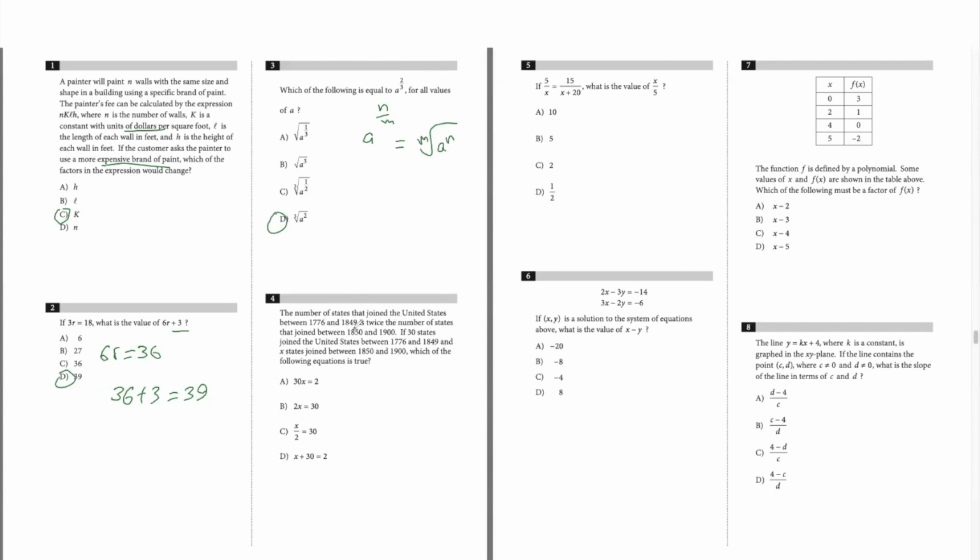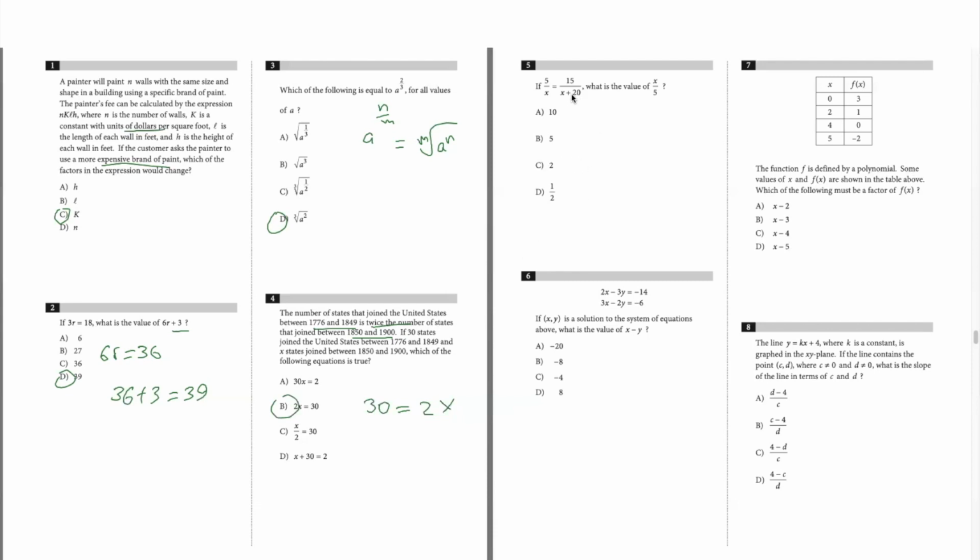In question number 4, we are given 1776, 1849, and another range, 1850 to 1919. Let's say 30 states join the United States in the first period, and X states in the second one. Which of the following equations is true? All right, so here you see what is given. We are given that this one is twice 1850 to 1919, which is X. So this is twice X. So the answer is B.